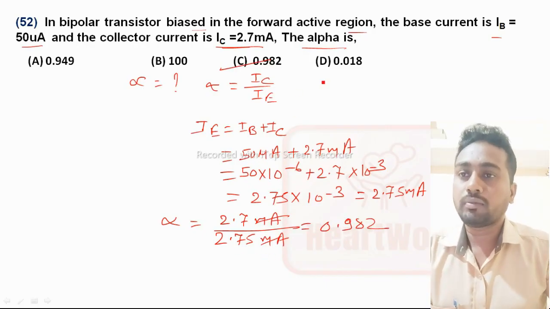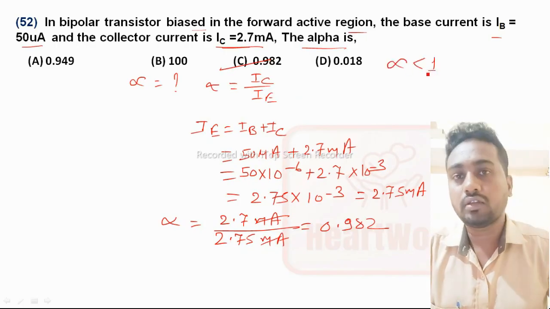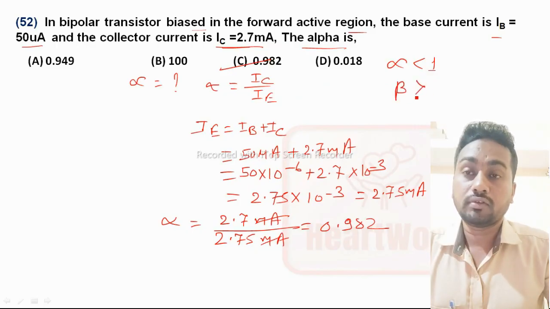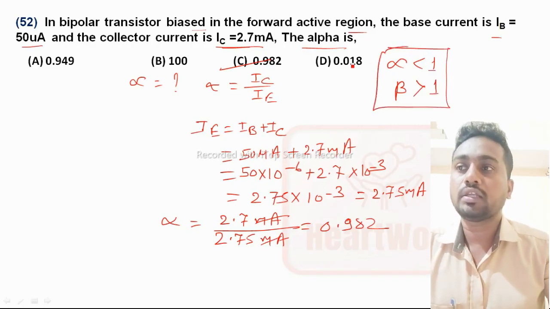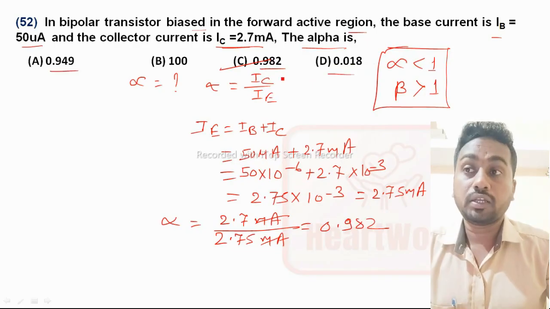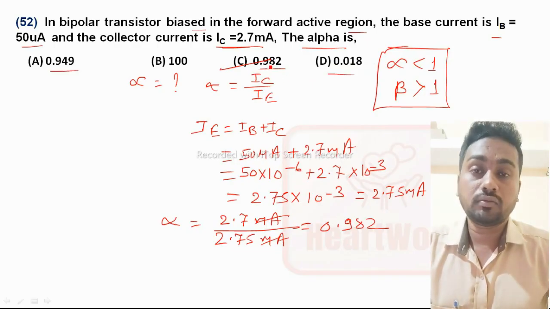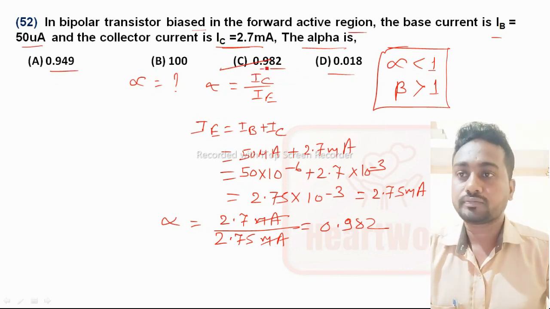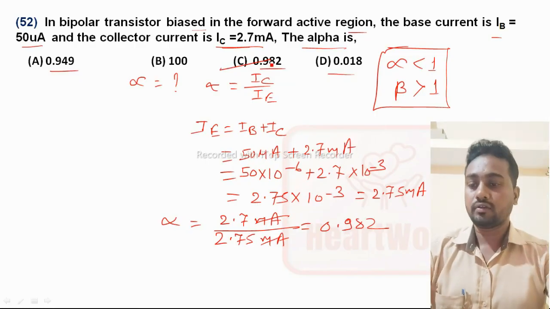Here you always remember one thing about alpha and beta. Alpha is always less than 1, and beta is always greater than 1. You have to remember this. If only three options are below 1 and all the other options are greater than 1, then you can directly put that option without solving. It is the answer.